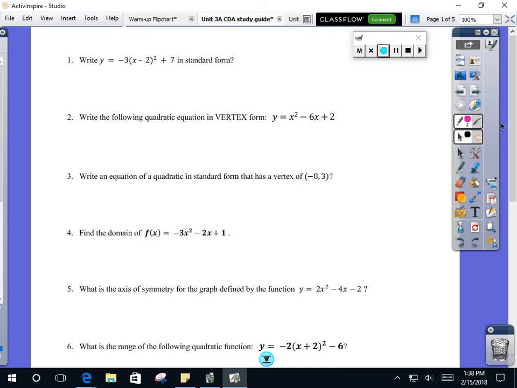Write y equals -3 times (x minus 2) squared plus 7 in standard form. What form is it currently in? Vertex. What does standard form look like? Correct. Y equals ax squared plus bx plus c. Now, this is quite a process. What's the first step?